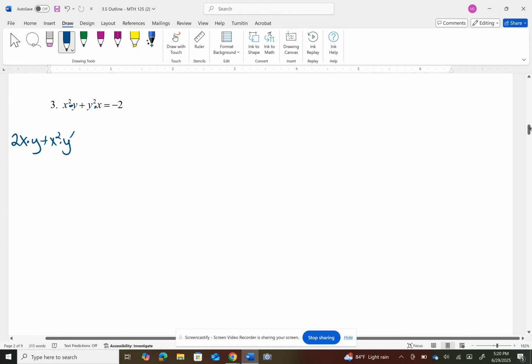Okay, and that wound up not taking as much space as I thought. All of that's just the derivative of the first term. Now I'm going to work on the derivative of the second term. So it's going to be 2y times y prime times the x plus y squared times 1. All of that is the derivative of the second term, and then the derivative of a negative 2 is 0.